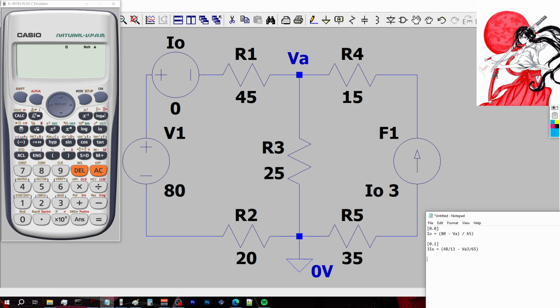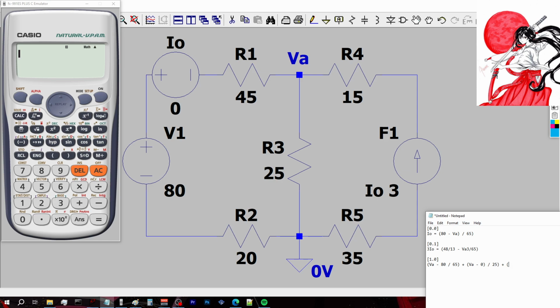So now we can start doing the real stuff. Let's solve for our current in the first wire. We're going to do VA minus 80, divided by the total resistance of that wire, which is 65. And that is our first current. Then we're going to do the voltage difference VA minus ground, which is 0, and divide that by the total resistance in the wire, which is 25. Okay, so we completed that wire.